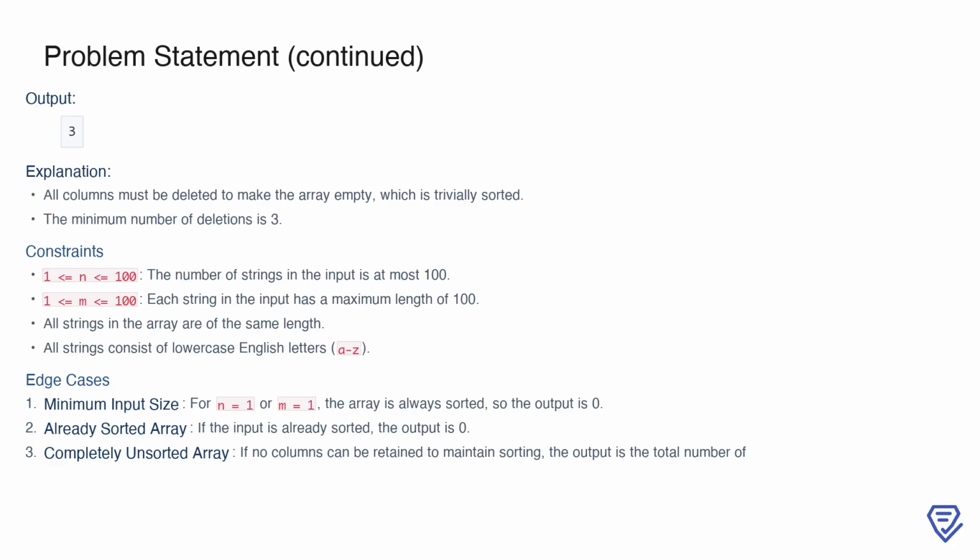To summarize, the problem requires determining the least number of columns to delete in order to achieve a lexicographically sorted array. The constraints of the problem ensure that the input size is manageable, with up to 100 strings of maximum length 100. All strings in the input are guaranteed to have the same length, and they consist only of lowercase English letters. This consistency allows us to focus on column-wise comparisons and ensures that the problem remains computationally feasible.